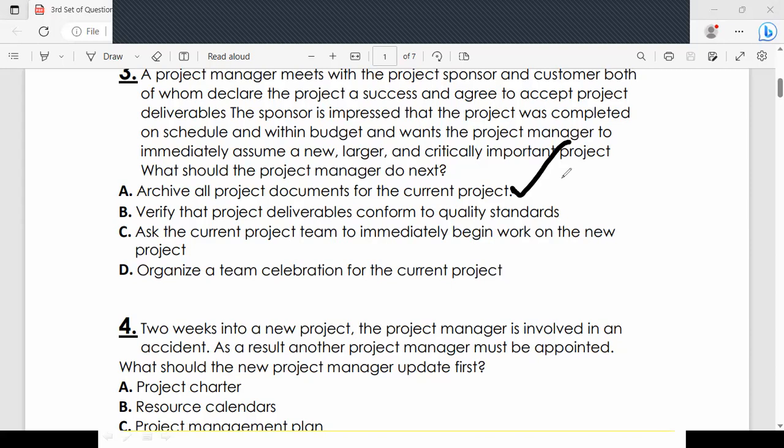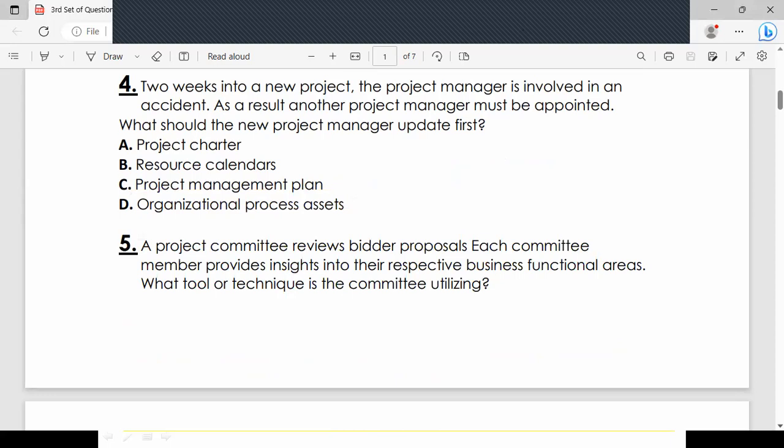Yes. So the correct answer for you to pick is archive all the project documents for the current project. So what will be the answer for the fourth one? Two weeks into a new project, the project manager is involved in an accident. As a result, another project manager must be appointed. What should the new project manager update first? You can't give the project manager name in a document.